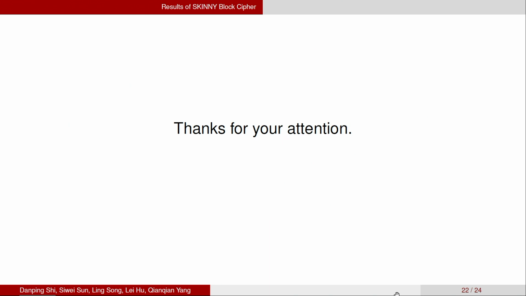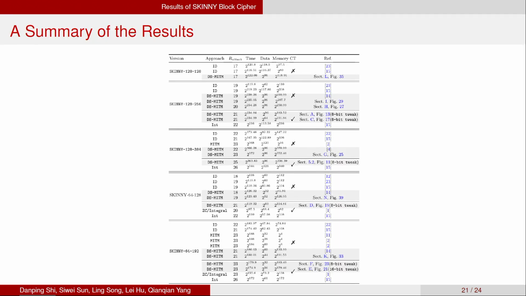Perhaps I have a very small question. In the table of slide 21, it seems to me that sometimes the memory complexity is slightly above the time complexity of the best attack.